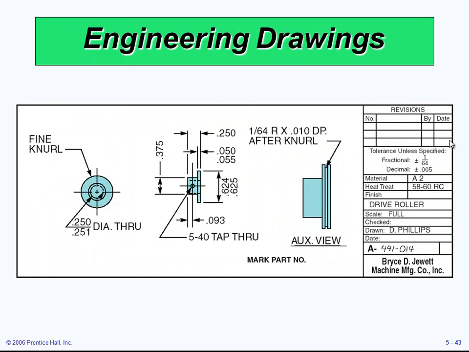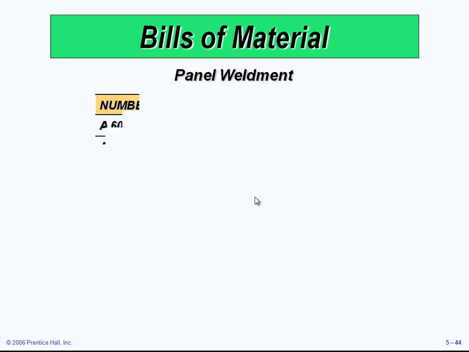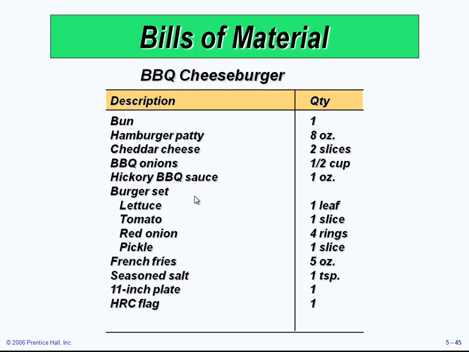This is an engineering drawing example, and we can see all these dimensions and the tolerance and other important numbers. Bill of materials, and this is an example of a panel weldment. We can see the quantities, the material used, and the number for that product. Then we have another example of a bill of material, like a cheeseburger, and you can see the components of a cheeseburger, how it's being assembled or made.